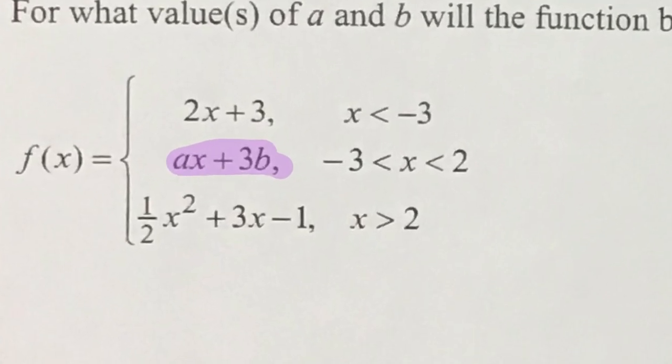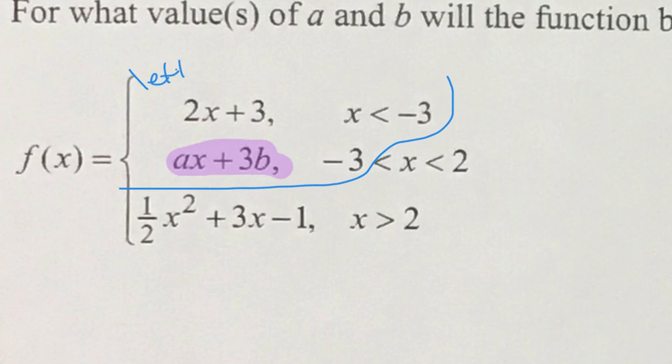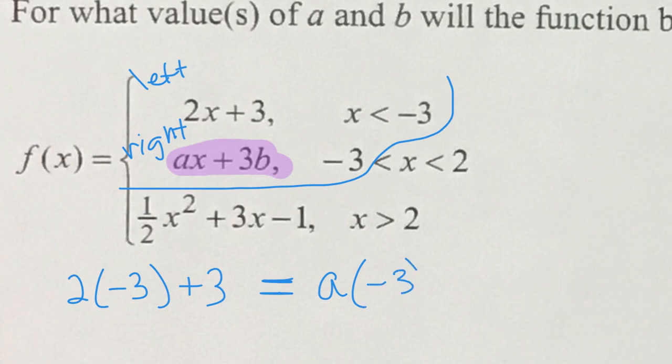Okay, so first let's deal with the -3. This is the graph on the left side of -3, and this is the graph on the right side of -3. So we're looking at 2 times -3 plus 3. That's the y value on the left, and that needs to be equal to a times -3 plus 3b. So remember what it means. You plug in -3 for your x. So -3 goes into the x on your top equation, -3 goes into the x on your bottom equation.